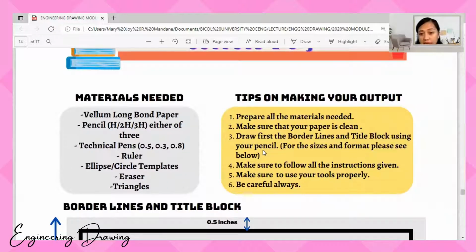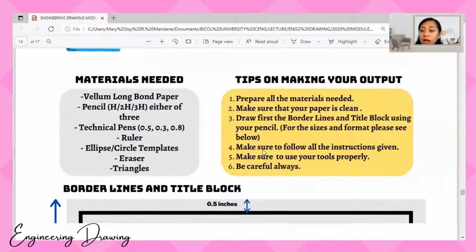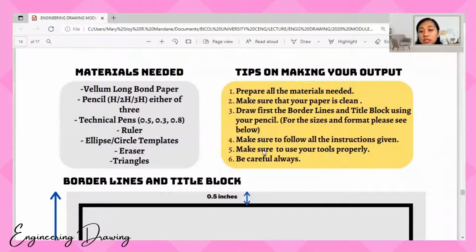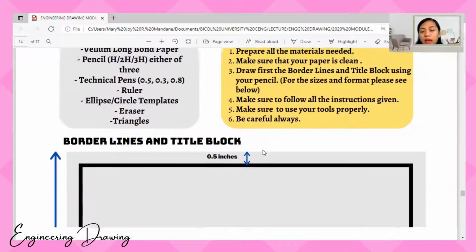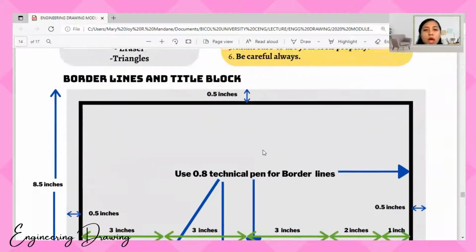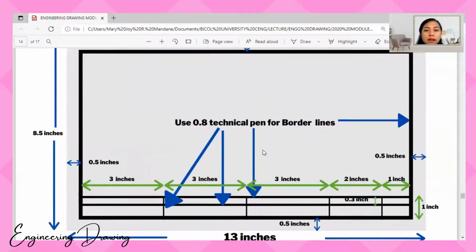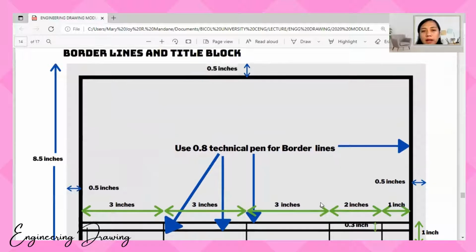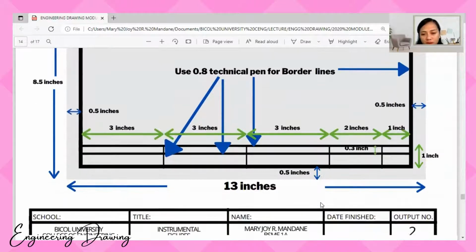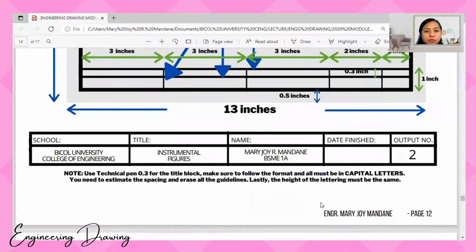Make sure that your paper is clean and draw the border lines and title block using your pencil. For the sizes and format, please see below, make sure to follow all the instructions given, use your tools properly, and please always be careful. Here are your border lines and title block: 0.8 technical pen for border lines, and 3 inches, 3 inches, 3 inches, 2 inches, then 1 inch. And 0.5 for the border margins.